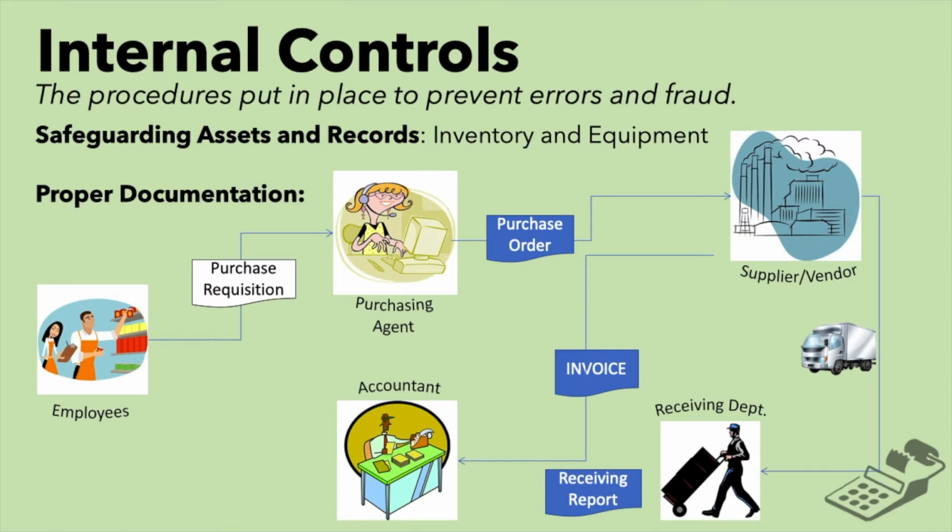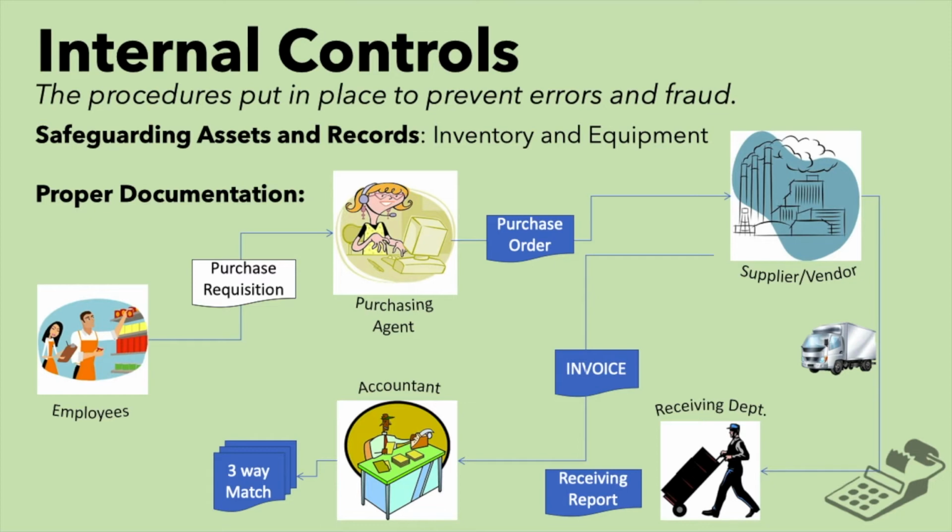This accountant simply will not just pay the invoice straight out. Because before we make a payment, we want to know what we ordered, we want to know what we received, and we want to know what we're being billed for. So the accountant is going to perform a control with documentation. This control is called the three-way match. The three-way match is matching the purchase order, the invoice, and the receiving report.